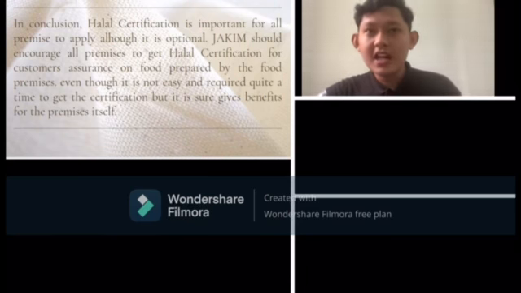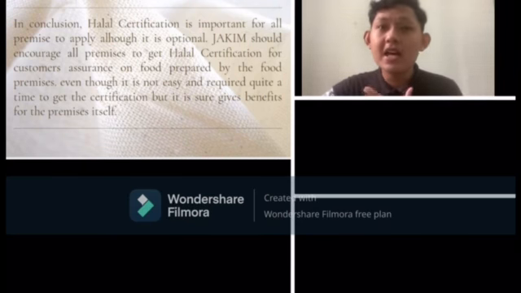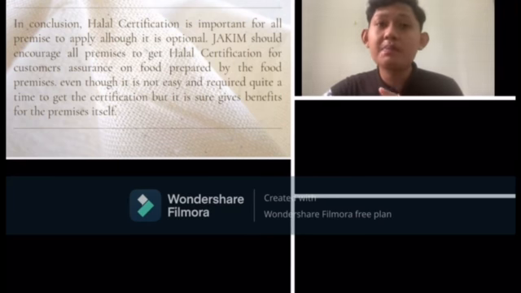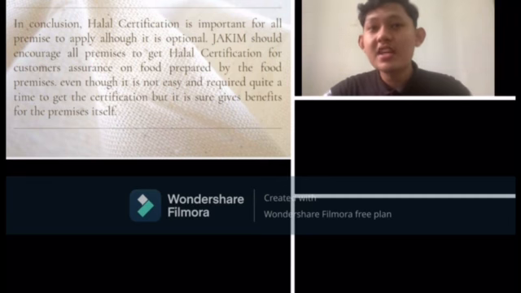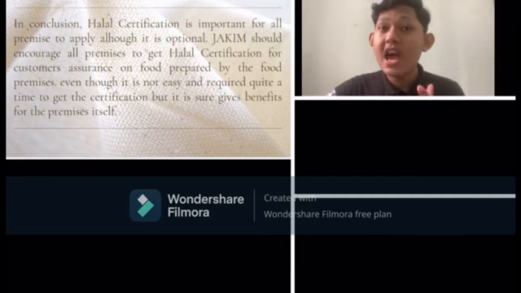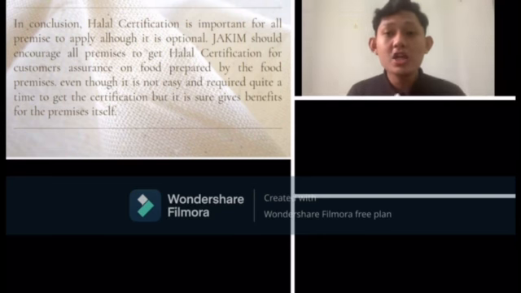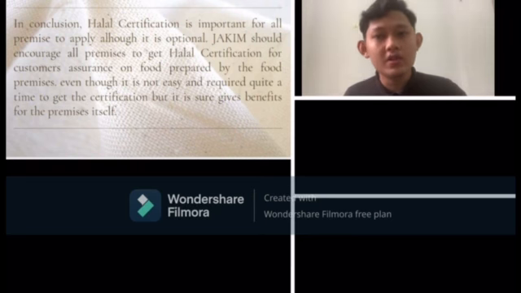In conclusion, halal certification is important for all premises to apply for, although it is optional. JAKIM should encourage all premises to get halal certification for customer assurance on food prepared by the food premise, so that halal certification holders must provide a good example and be a role model so that the good name of the halal food industry is guaranteed. That's all from us.